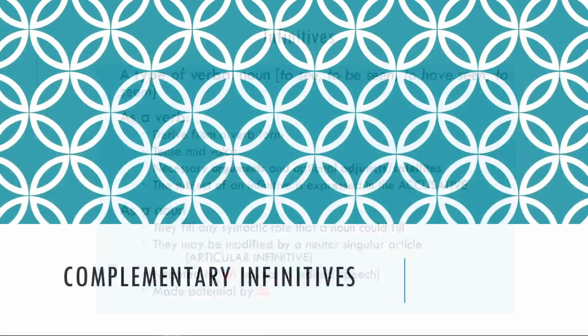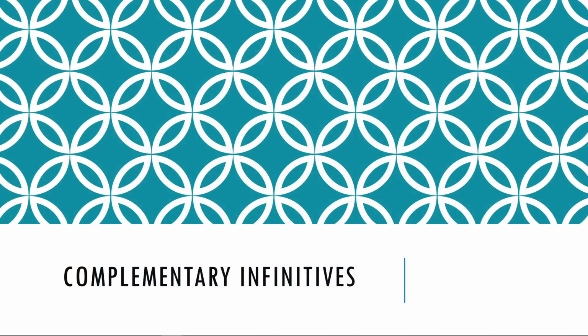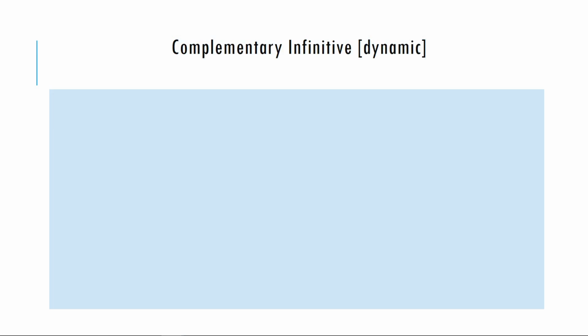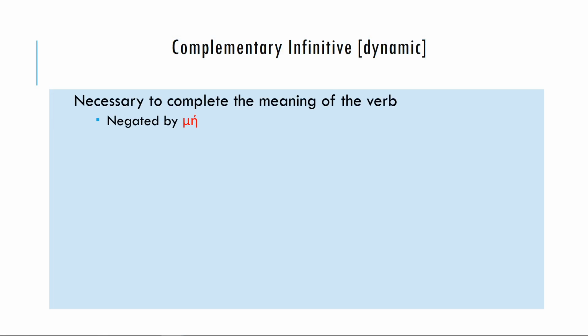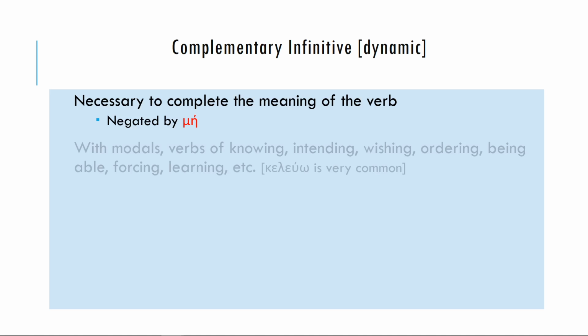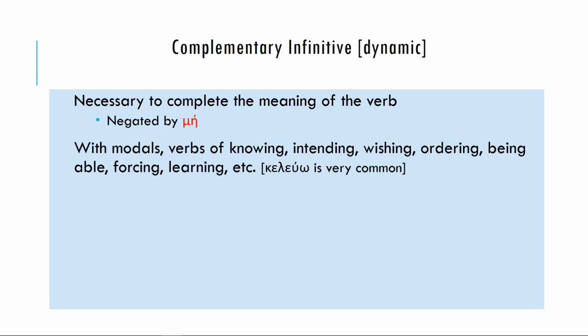So first off, let's start with the simplest, complementary infinitives. These are sometimes called dynamic in the Cambridge grammar. They're called dynamic infinitives. I call them complementary infinitives. These are things that are necessary arguments. They have to be there to complete the meaning of the verb. Certain verbs simply take an infinitive as a matter of course. And certain categories of verbs are very common. So verbs of knowing, intending, wishing, ordering. Sometimes a verb can take an infinitive, or it can take a subordinate clause, or it can take an accusative object.